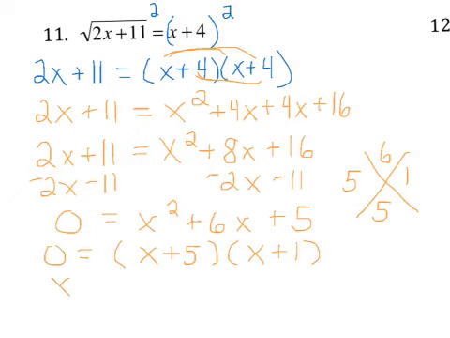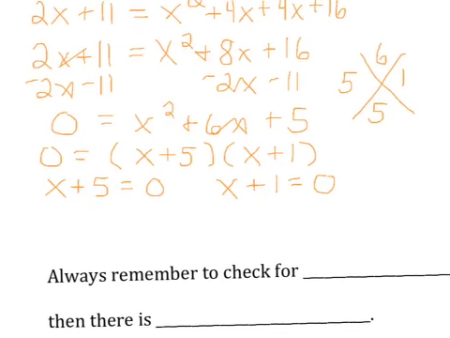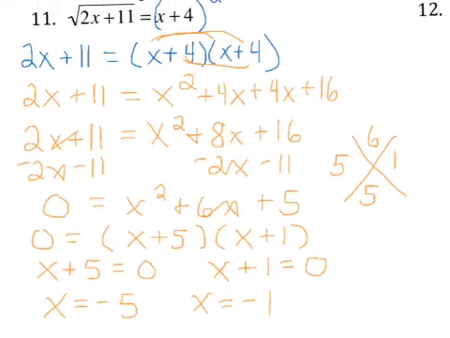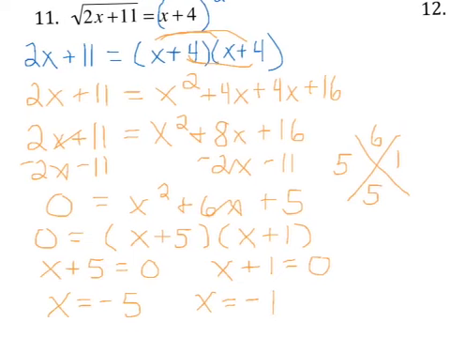So if I have x plus 5 equals 0 and x plus 1 equals 0, I have x equals -5 and x equals -1. So now, remember, it is possible that we could have extraneous solutions. So, is -5 or -1 an extraneous solution?